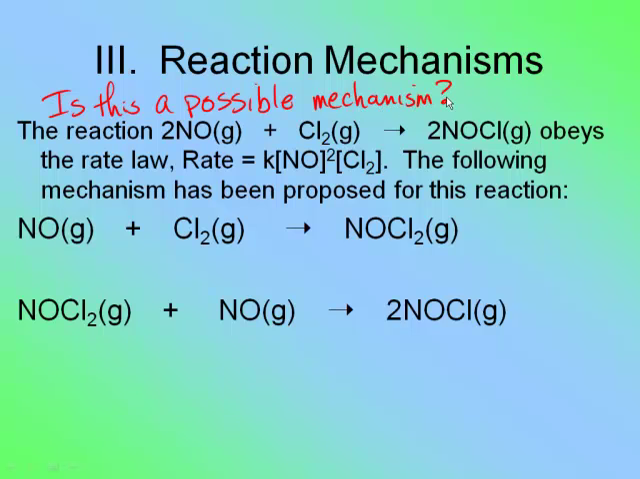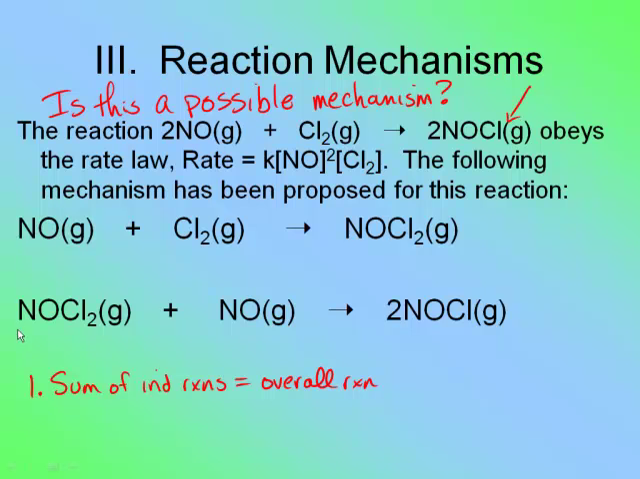Okay, that's basically the question I'm trying to answer in this problem. Now, there are only two rules that govern mechanisms. Rule number one is the sum of the individual reactions equals the overall reaction. Okay? So if I add up these two things, does it equal what they gave me right here?